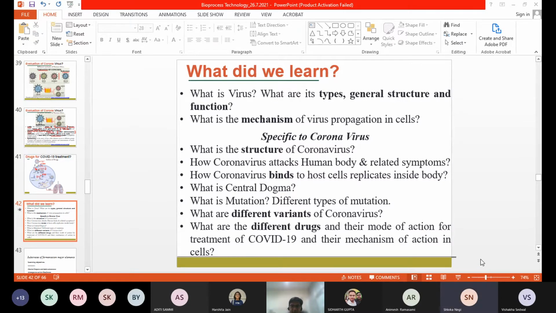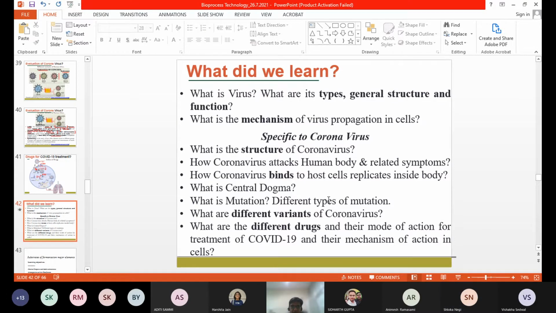Yes, can you tell what is the central dogma? Yes. Central dogma is basically the conversion of DNA to RNA and then RNA to protein. So it consists of transcription, translation, and also replication. Okay. Good.